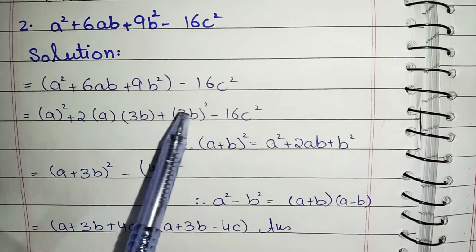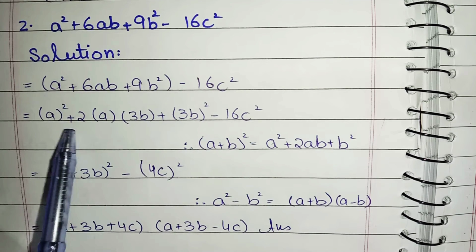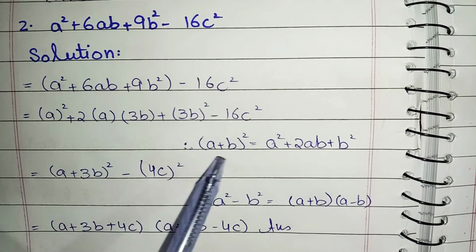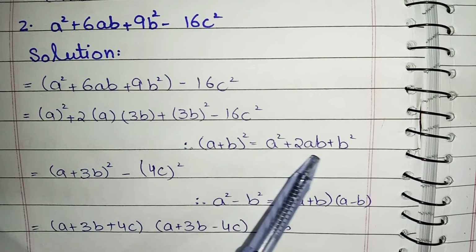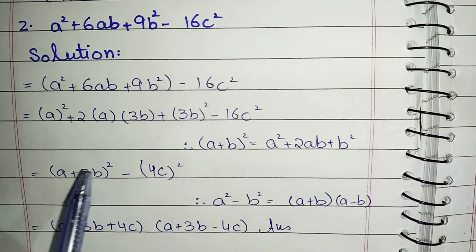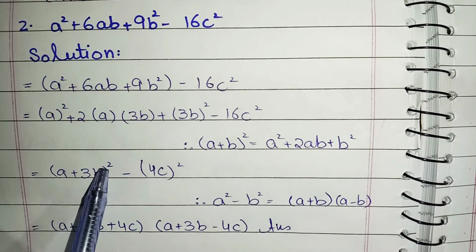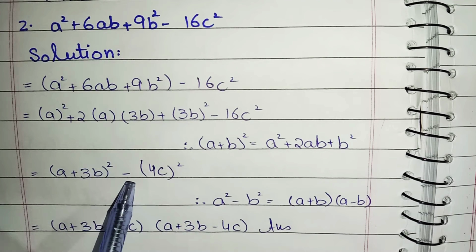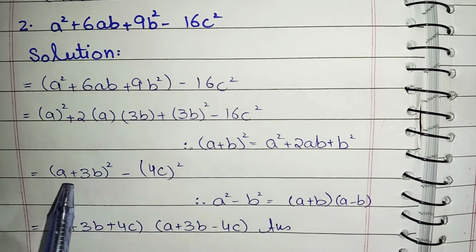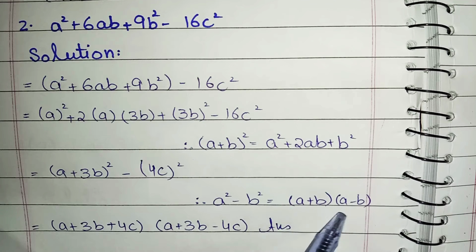Now we have two terms having square on them and having plus in between, so we will write the formula a plus b whole square is equal to a square plus 2ab plus b square. Now we will write our first term a and our third term 3b, then we will write plus sign in between them and a whole square, and minus we will write as it is. 16c square is equal to 4c whole square. Now we will use our second formula a square minus b square is equal to a plus b into a minus b.